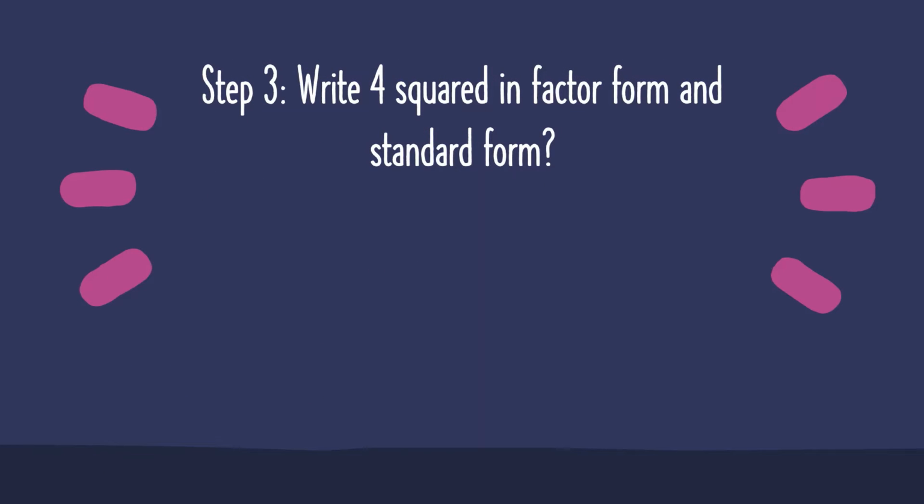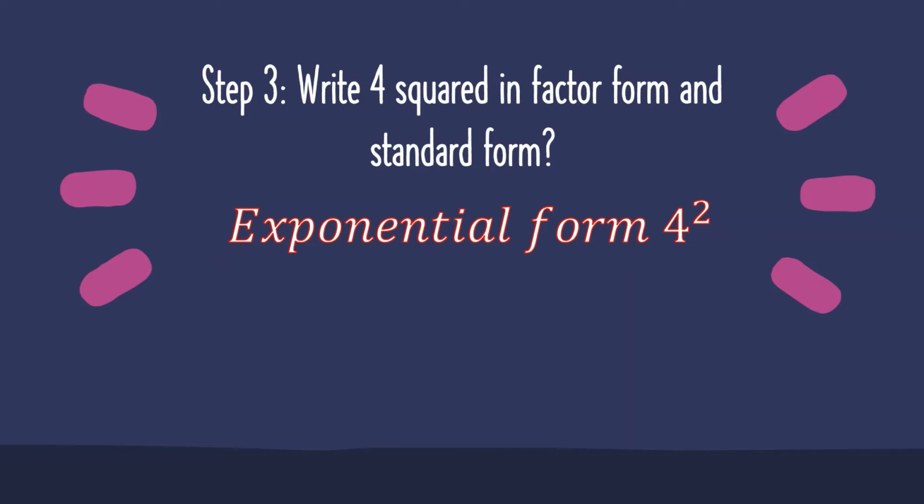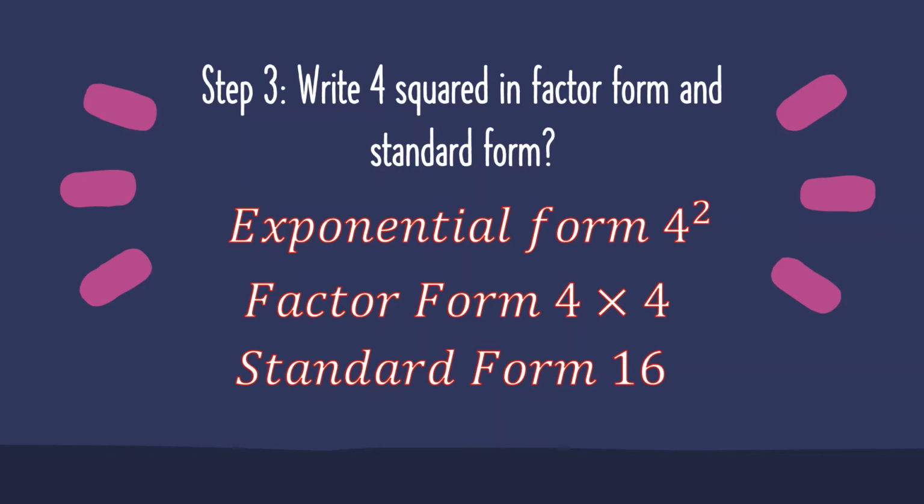Now, how do we write 4 squared in factor form and standard form? Exponential form for 4 squared would be 4 to the 2nd power. Now, we want to expand that in factor form. Factor form only means to multiply, and we will be multiplying our base 2 times. This will give us 4 times 4. And if we wanted to put it in standard form, we will simply solve it. 4 times 4 gives us 16. These are vocabulary words that we have been practicing throughout this particular lesson.